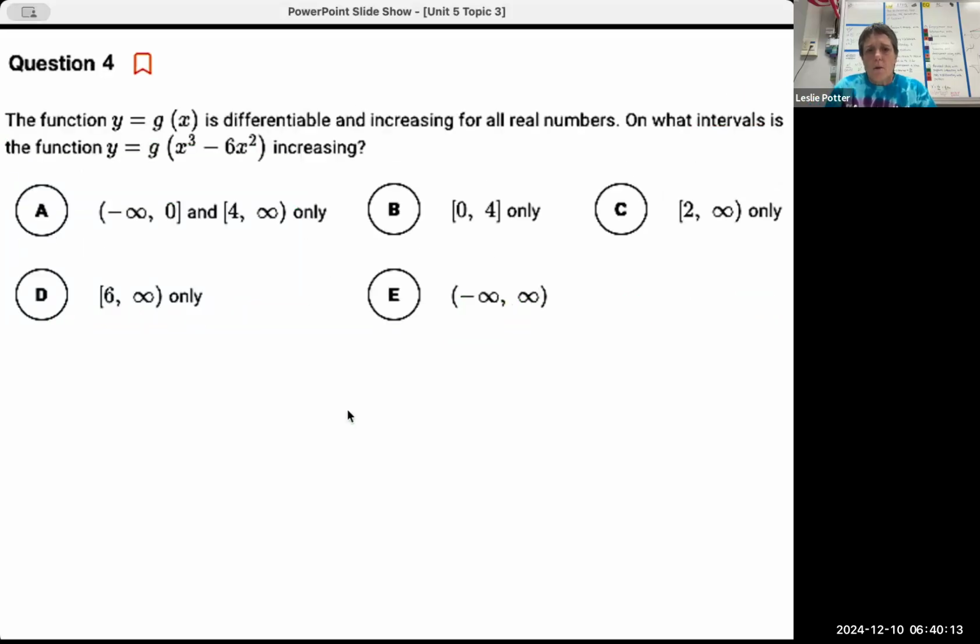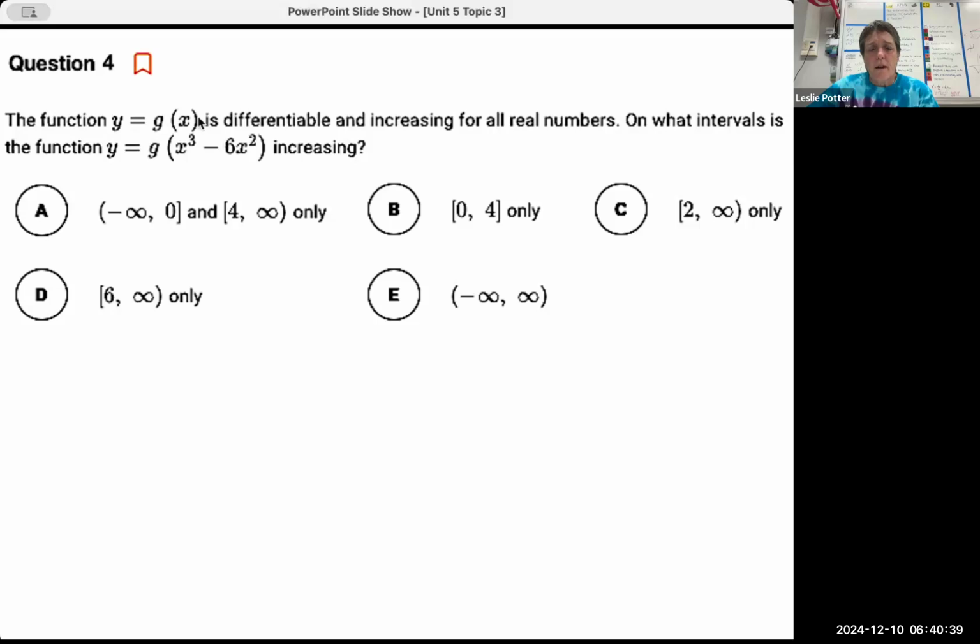Okay, so this next question, it says, let y be the function g of x. And it's differentiable and increasing for all real numbers. So think about g of x being always increasing, right? Never decreasing. Meaning the derivative, or the slope of the tangent lines of g of x, is always positive values. That's kind of the information you get out of that.